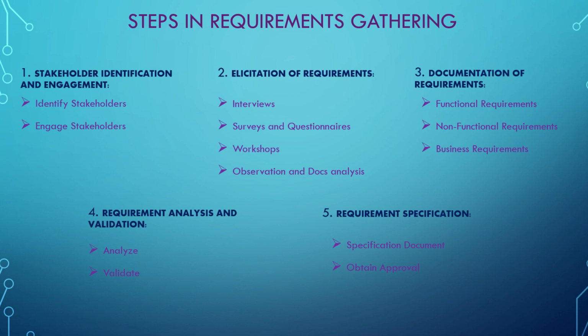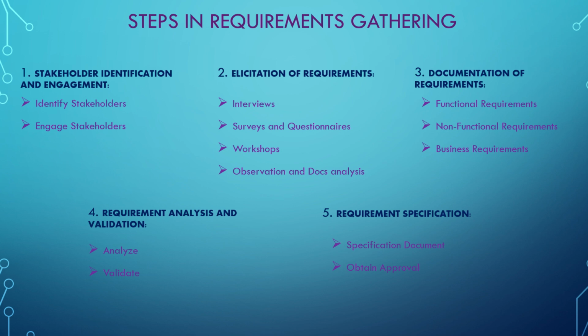4. Requirement analysis and validation. Analyze requirements: evaluate the gathered requirements for feasibility, consistency, and completeness. Identify any conflicts or ambiguities. Validate requirements: confirm the requirements with stakeholders to ensure accuracy and alignment with their needs. This can involve walkthroughs, reviews, and formal approval processes. Rank the requirements based on their importance and impact on the project. This helps in managing scope and making trade-off decisions.